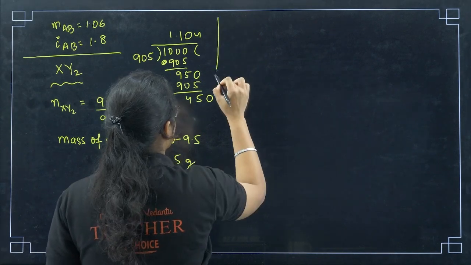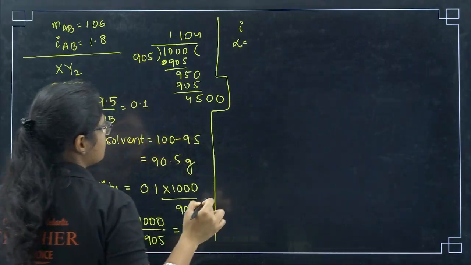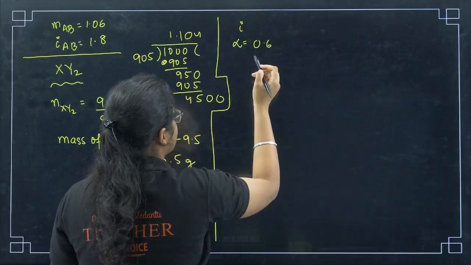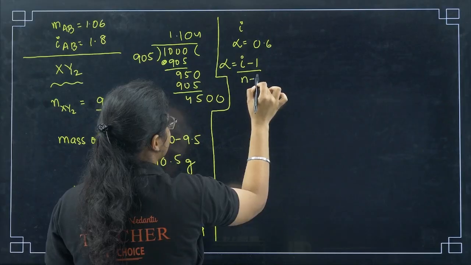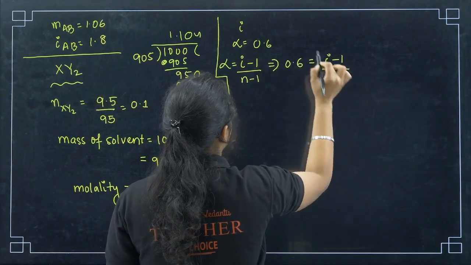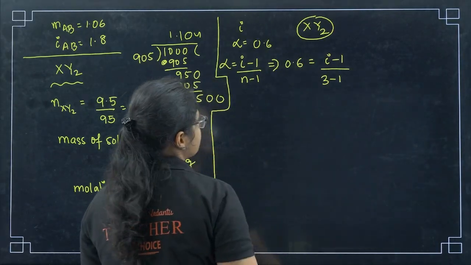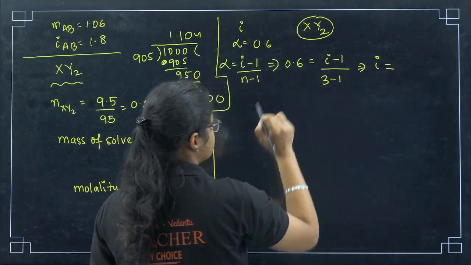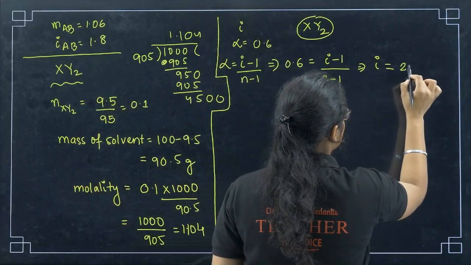So what is the i value I have got here? For the i value, I first need to know the alpha value. What was the alpha value given for XY2? 60%, right? 0.6. And we have this formula: alpha is equal to i minus 1 by n minus 1. So alpha, that is 0.6, is equal to i minus 1 by, see, XY2, so the number of ions produced here will be 3. So 3 minus 1, that is 2. And I have 1.2, so the i value here is 2. If I multiply 2 by 0.6, 6 twos are 12, that is 1.2. 1.2 plus 1 will give me 2.2.